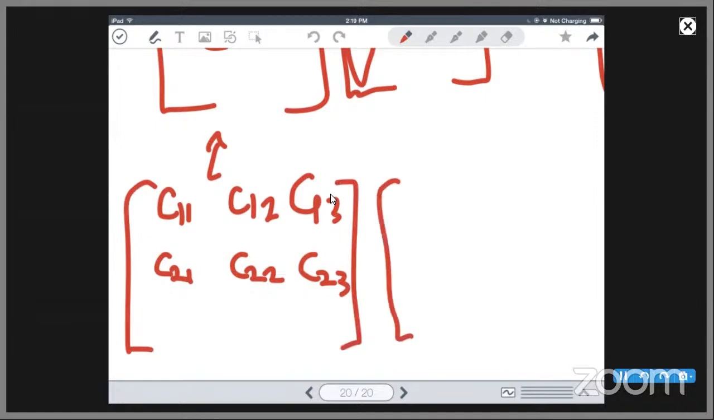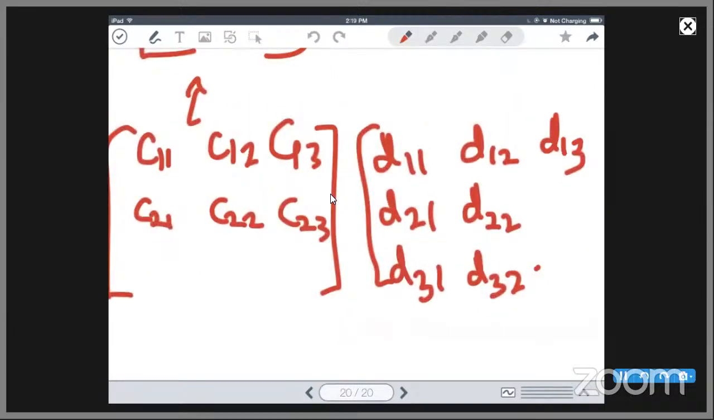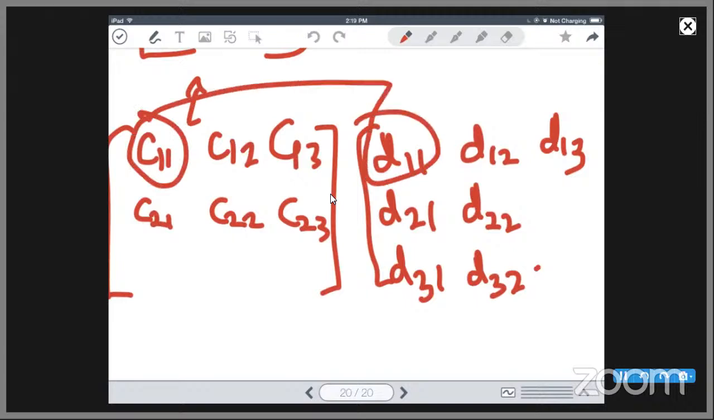For D, you have, let's call it D11, and then this will be D21, and this will be D31. Okay, and along is D12, D13, and this will be D22, this will be D32. Okay. So when you multiply them together to get the first element, you multiply this one by this, and then you multiply this one by this, and then you multiply this one by this.